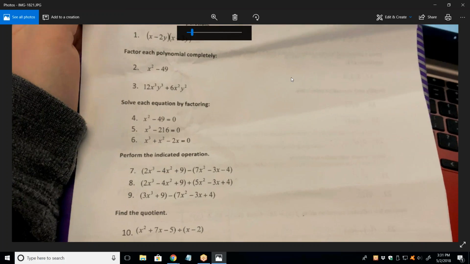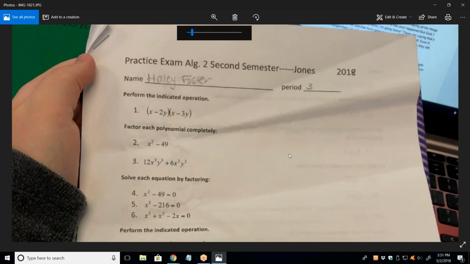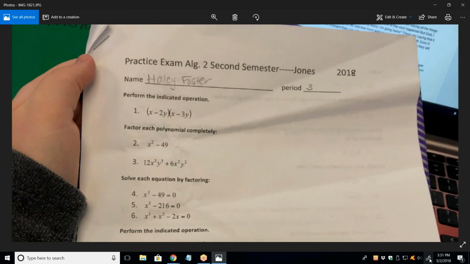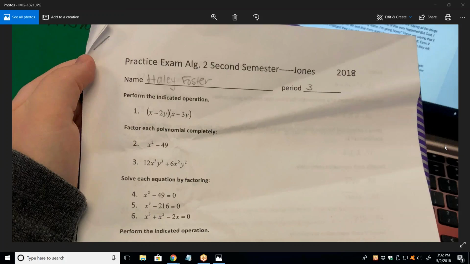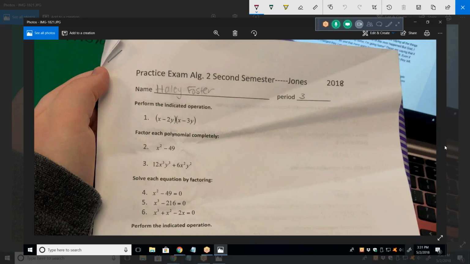Might be a little blurry. I don't know. It's pretty good. Better than my normal, actually. All right, where do you want to start?